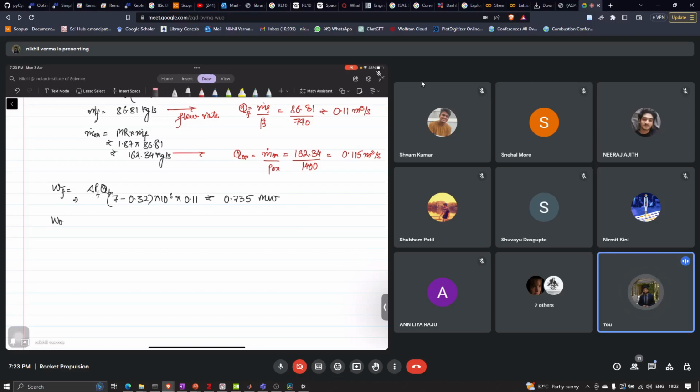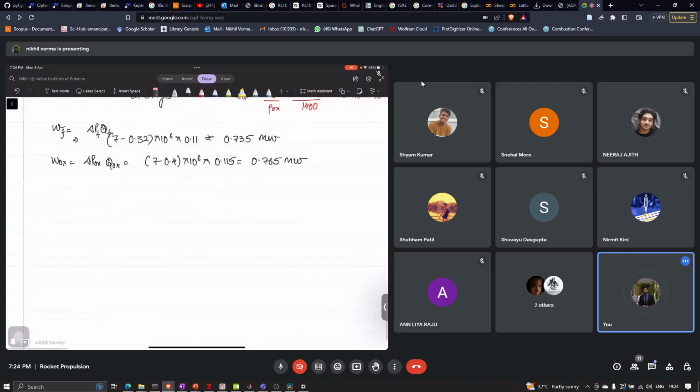Similarly, we have for oxidizer, that is the pressure difference between the tank, this is oxidizer, which is 7 minus 0.4. So the N2O4 is stored at 0.4 megapascals. So this is 0.115, and so with this we have 0.765 megawatt.